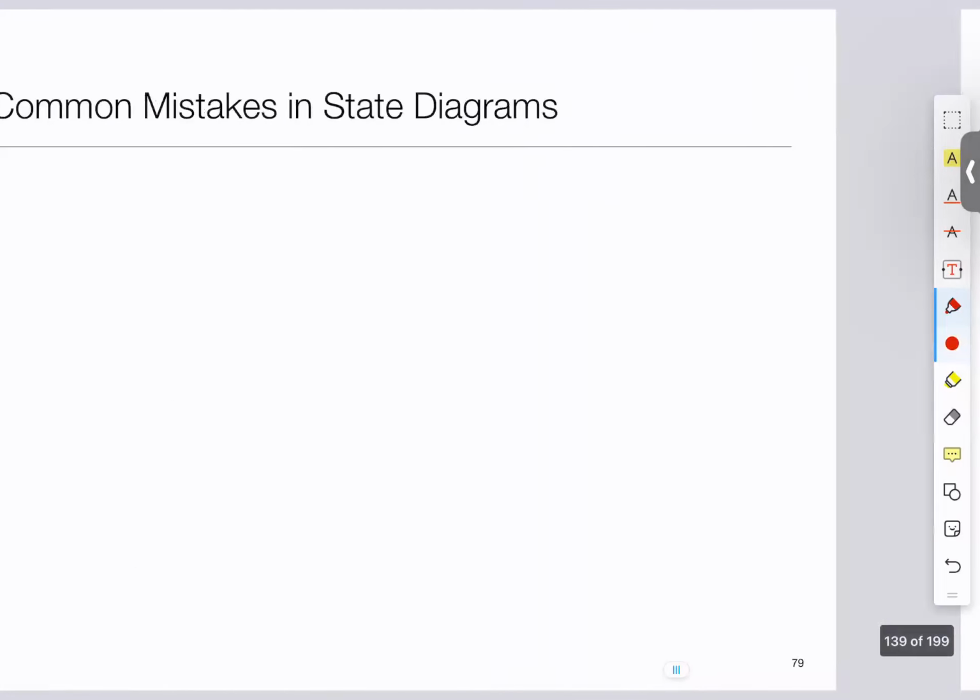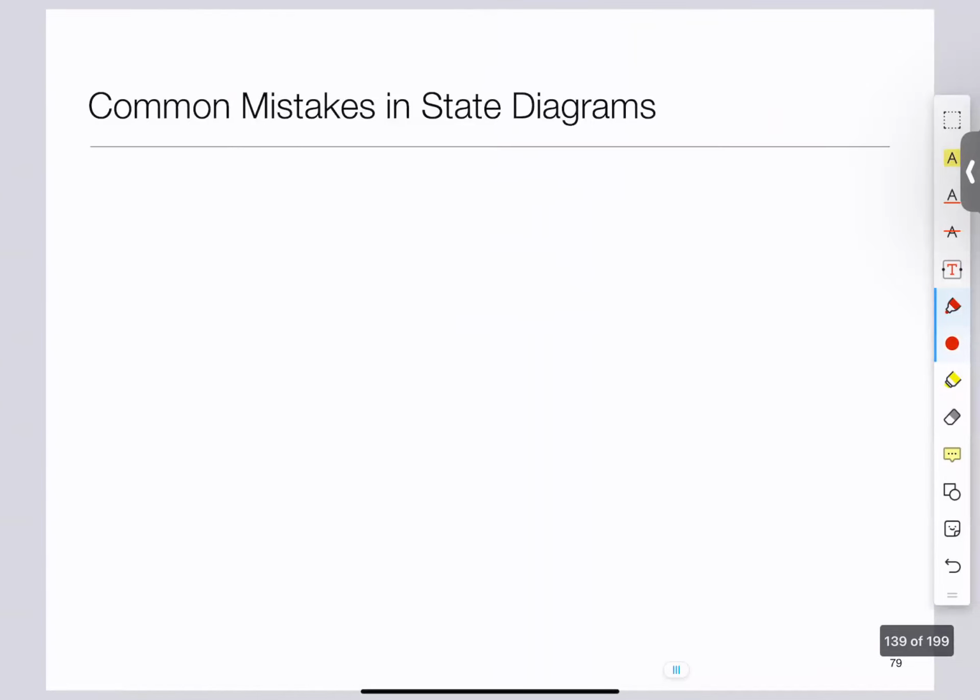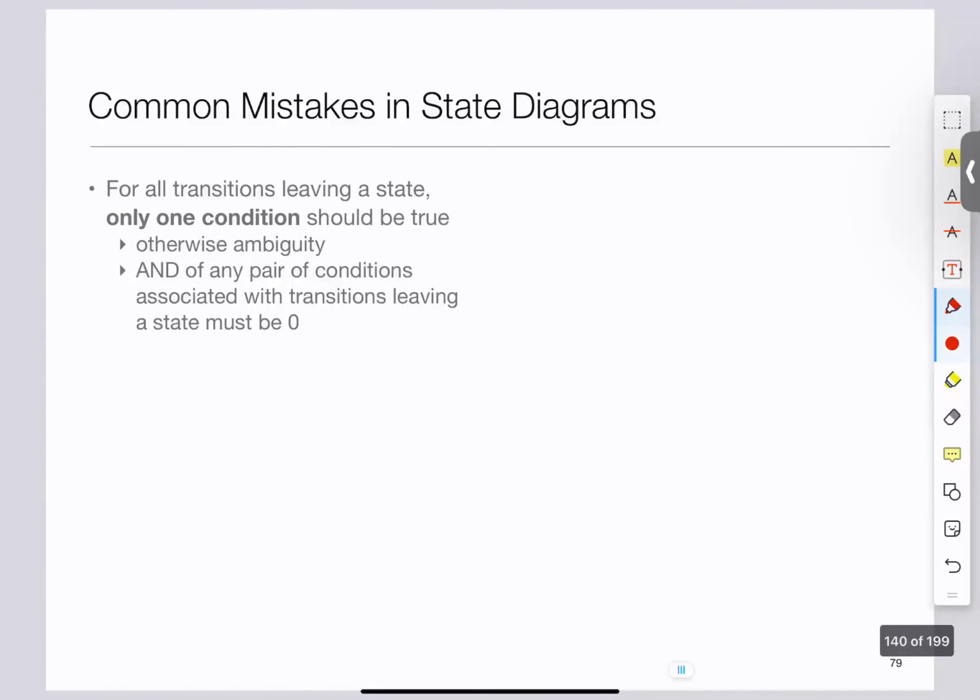So now let's look at, given such state machines, what kind of mistakes we make. The first thing you have to make sure of is that for all transitions leaving a state, that is all outgoing edges, there should not be the case that I am left with a choice.